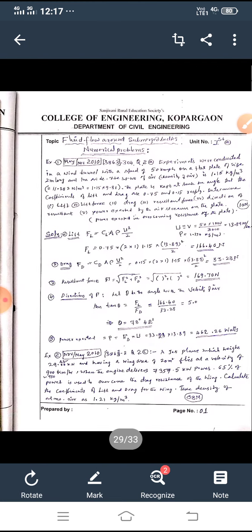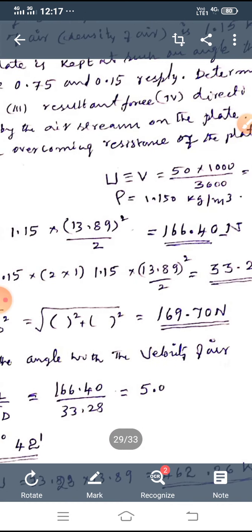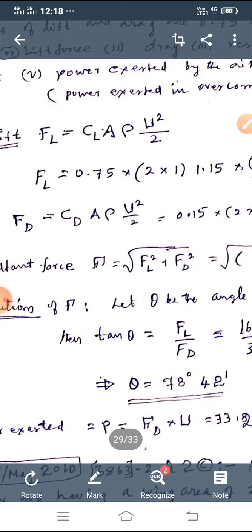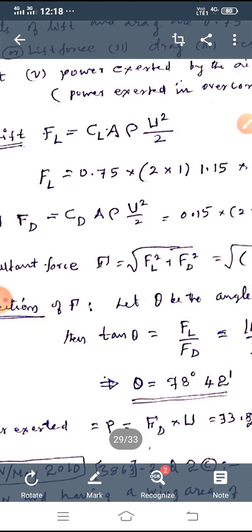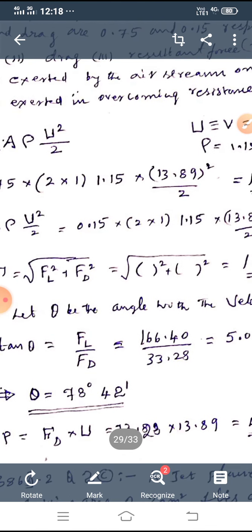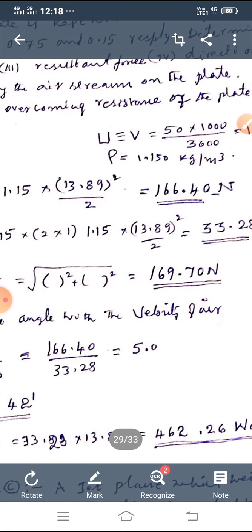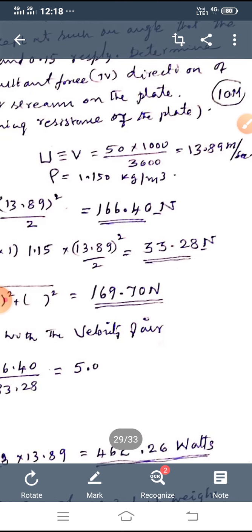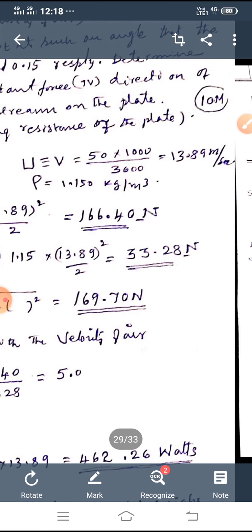Second one, FD is equal to similarly CD A rho U squared by 2. On substitution, you will get the answer 33.28 Newton. Now the resultant force F is equal to under the root FL squared plus FD squared, that is equal to 166.4 squared plus 33.28 squared, you will get 169.70 Newton.